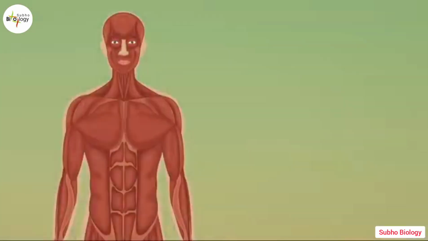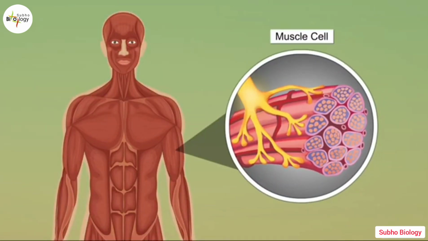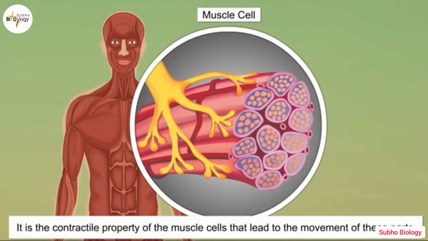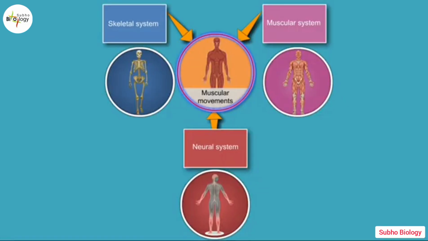All these movements that you have just seen occur due to the muscle cells. Let us go inside a human body and find out more about the muscle cells. It is the contractile property of the muscle cells that leads to the movement of these parts. This type of movement is called the muscular movement. Muscular movements require a perfect coordination of muscular, skeletal, and neural systems.